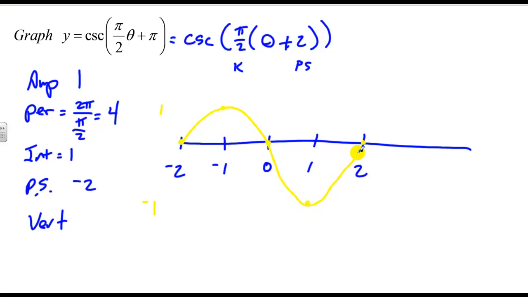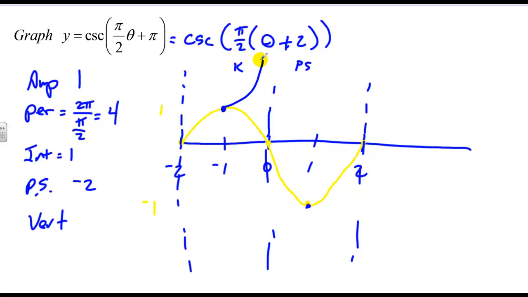Now take the reciprocal of all these values. Reciprocals of zeros are undefined. 1 is 1, -1 is -1. Take the reciprocal of all these values, and the blue is my cosecant graph.